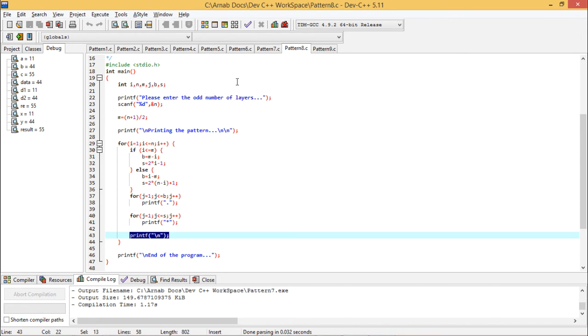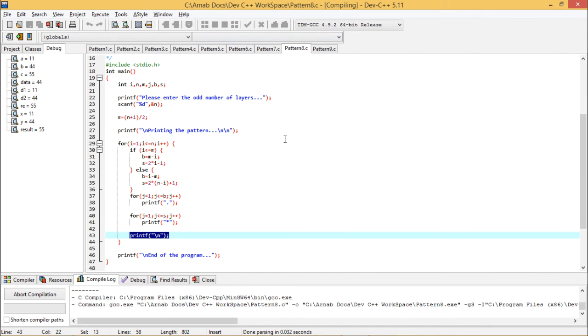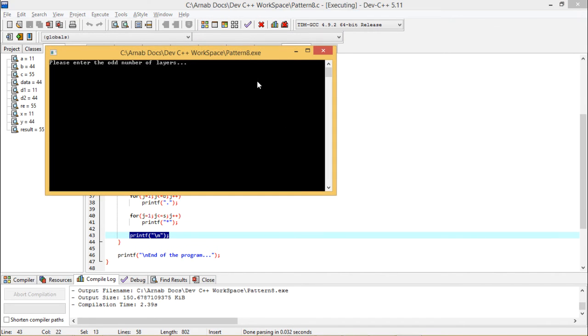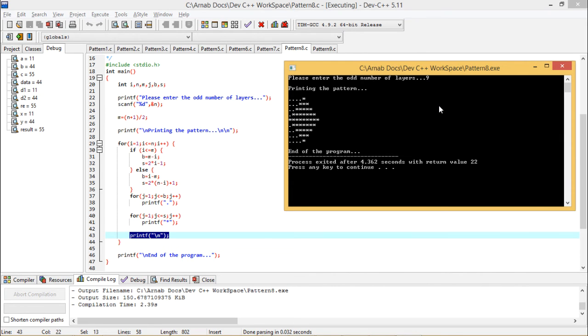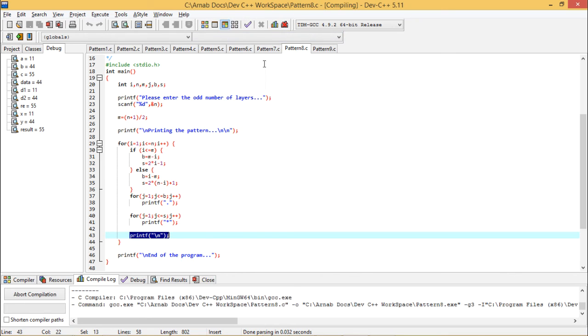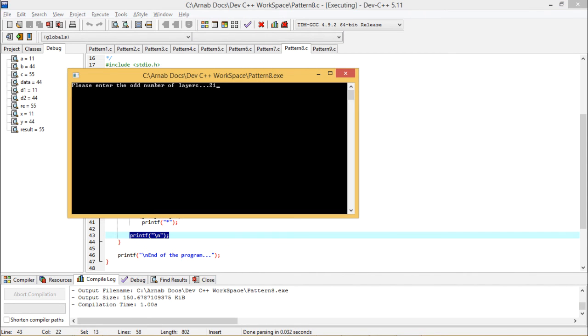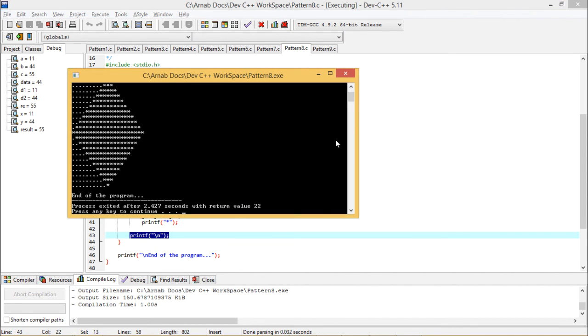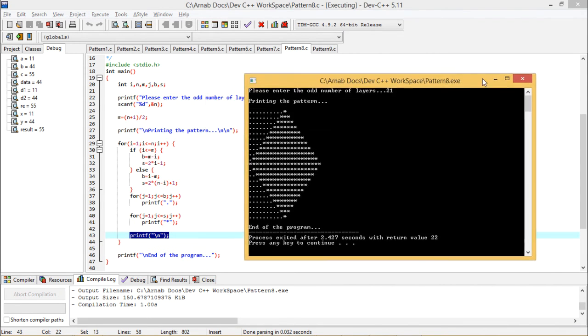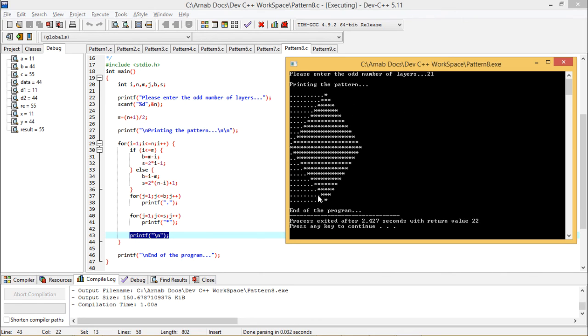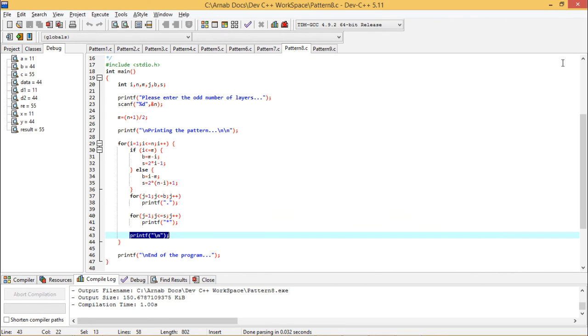So let me go for execution once. So this is the output screen. So let me go for 9. I'm getting this pattern printed. Let me go for 21. The pattern is getting printed very nicely. You see, for 21 the pattern has got printed.